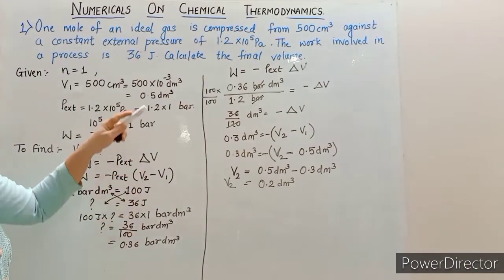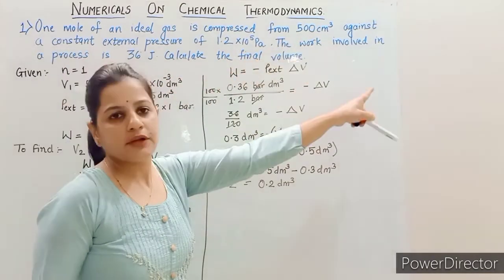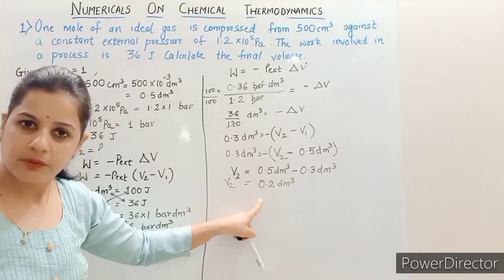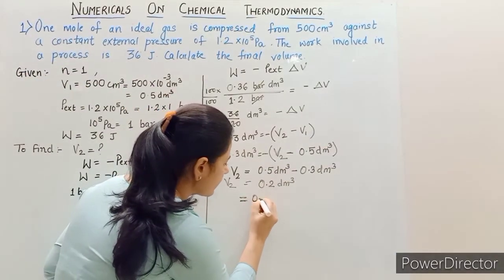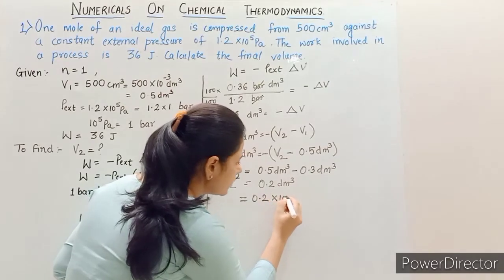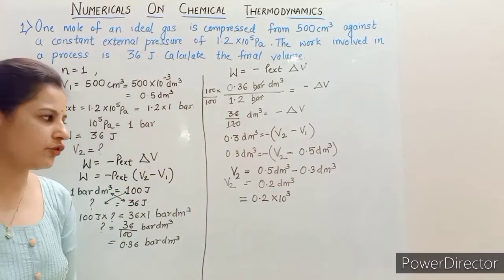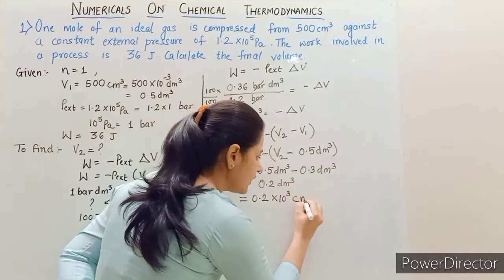And since we have started with the 500 centimeter cube, we can convert this into centimeter cube also by multiplying it with 10 raised to the power 3. So if I multiply it with 10 raised to the power 3, then it will become centimeter cube.